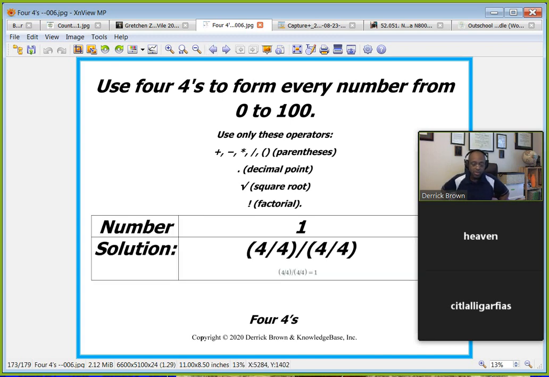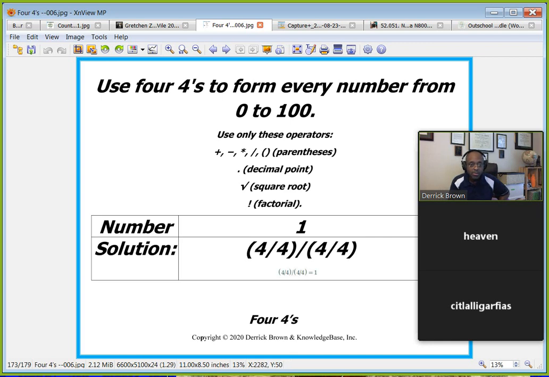Now that one's a little more straightforward. That's just 4 divided by 4 divided by 4 divided by 4. Now take a look at that one and let me know if it's legal. Yes. All right. You still out there, Sid Lolly? Yeah. All right.